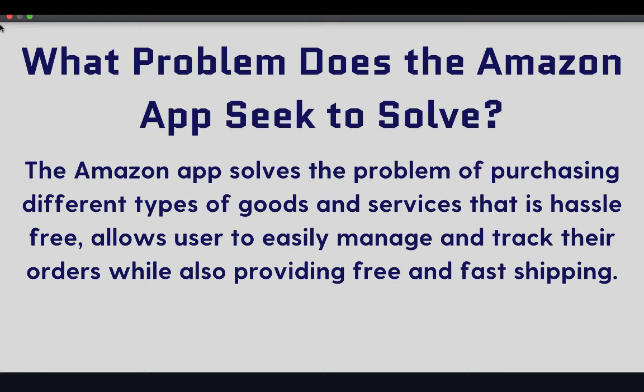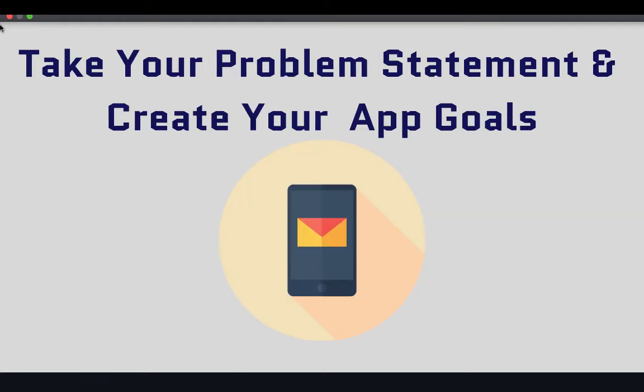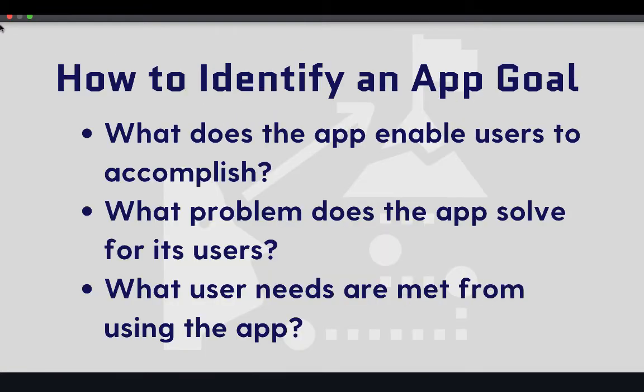So I want you guys to be very specific in your problem statement. The more specific you are, the easier it is to be very specific in your app goal, right? So this is the problem. And then following this, you can build upon the goal. Exactly what I said. Take your problem statement and create your app goals. So how do you identify an app goal? What are the questions you should be asking yourself as you're committing this goal statement to paper? What does the app enable users to accomplish?